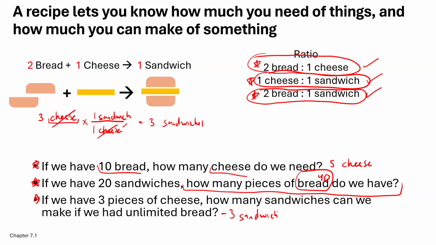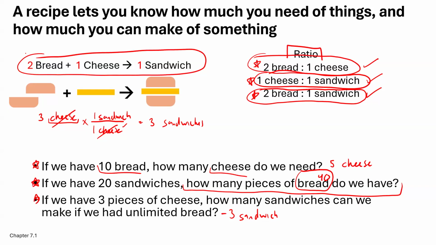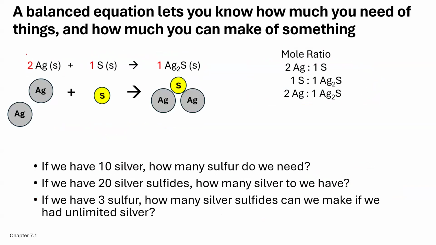So we calculated all that using what's called the ratio, right, of ingredients to products, or even within the 2 ingredients, or it could be 2 products. It doesn't matter. It lets you relate everything in that recipe, right? So a recipe lets you know how much you need of things and how much you can make of something, right? That's basically what a recipe is. Now, if we go forward just a little more chemically, right? A balanced equation lets you know how much you need of things and how much you can make of something. It's exactly the same thing.